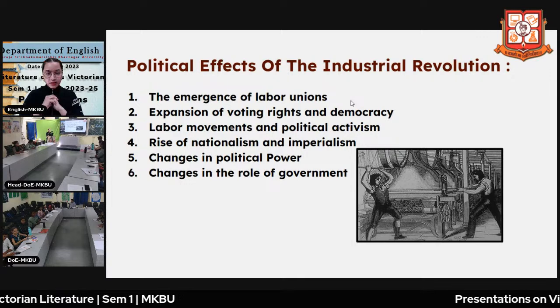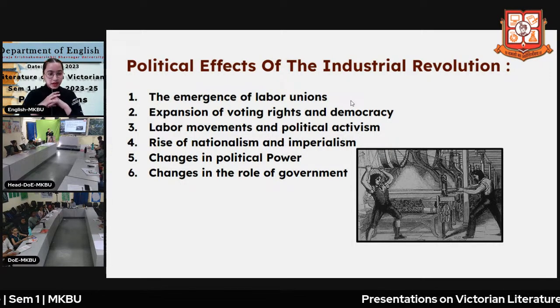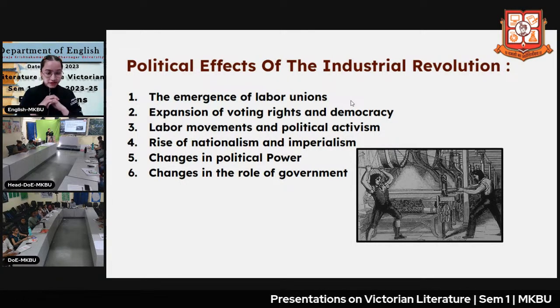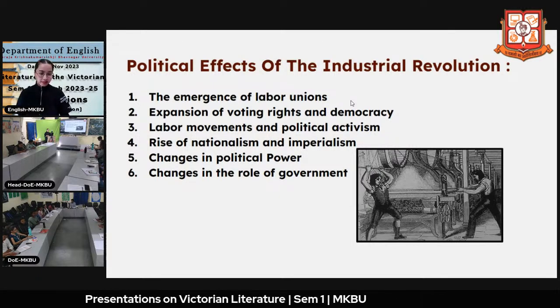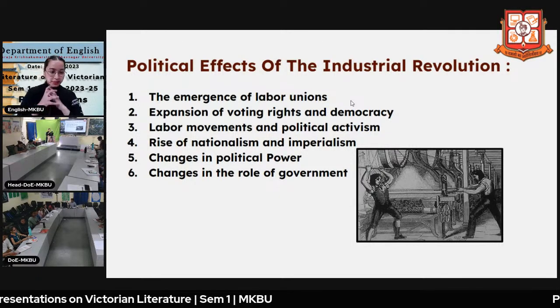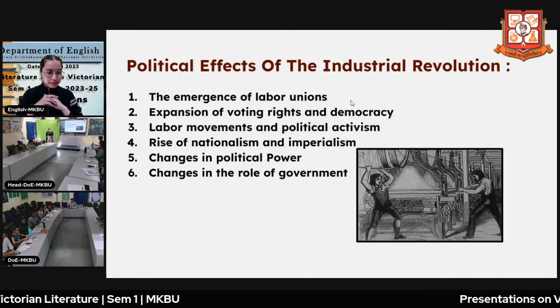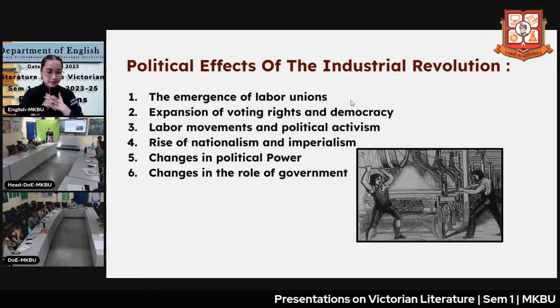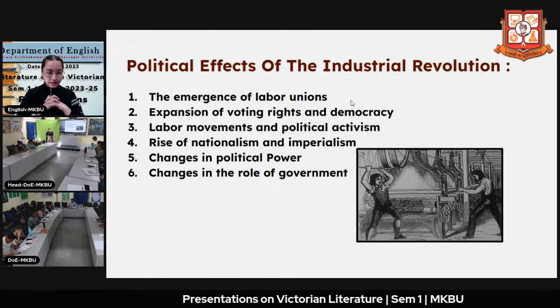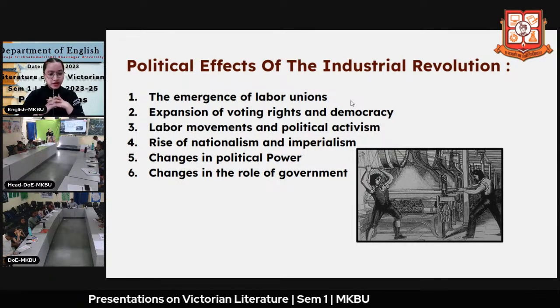Political effects of the Industrial Revolution. First, the emergence of labor unions. Second, expansion of voting rights and democracy. Third, labor movements and political activism. Fourth, a rise of nationalism and imperialism. Fifth, changes in the political power. Sixth, changes in the role of government.